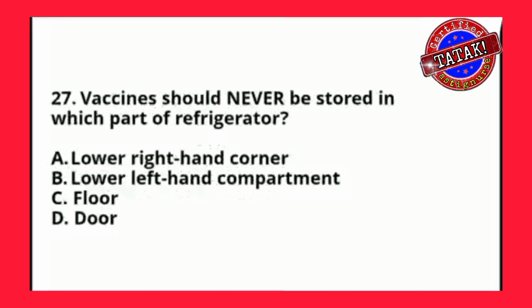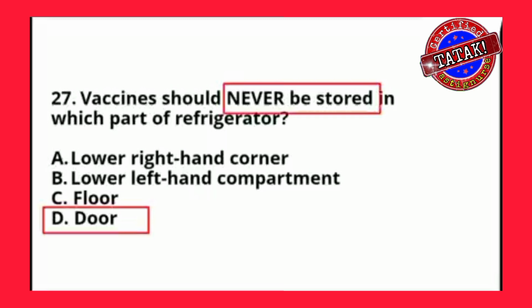Okay? So, number 27, vaccines should never be stored in which part of refrigerator? A, lower right-hand corner of the refrigerator, B, lower left-hand compartment of the refrigerator, C, at the floor of the refrigerator, or D, at the door of refrigerator. So, we can store your vaccines at the lower right-hand corner of the refrigerator, at the lower left-hand compartment of the refrigerator, and at the floor of the refrigerator, okay? But never store a vaccine at the door of refrigerator. Bawal po yun. Bawal pong maglagay ng kahit anong bakuna sa may pintuan ng refrigerator, okay?